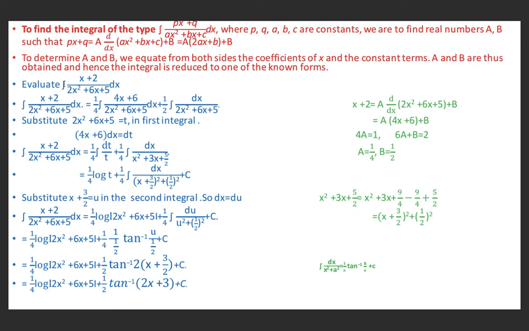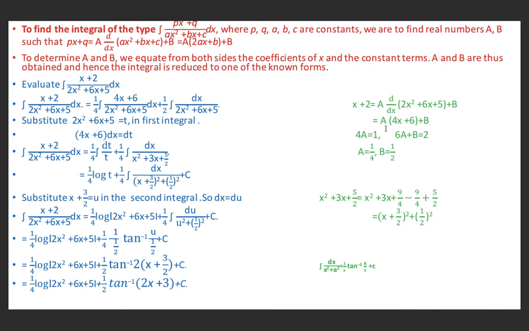Suppose we want to evaluate the integral of x plus 2 upon 2x square plus 6x plus 5 with respect to x. So here in the numerator you have x plus 2, in the denominator you have 2x square plus 6x plus 5. So we can write x plus 2 equal to a into derivative of 2x square plus 6x plus 5, plus b.